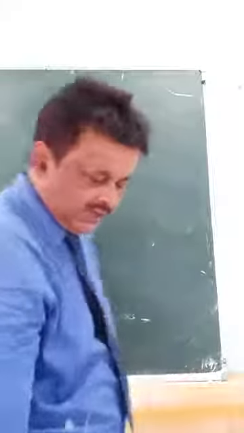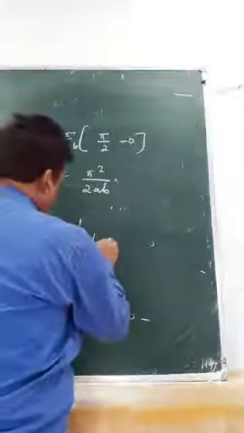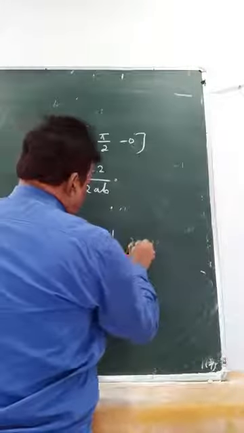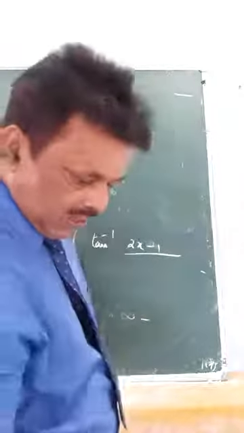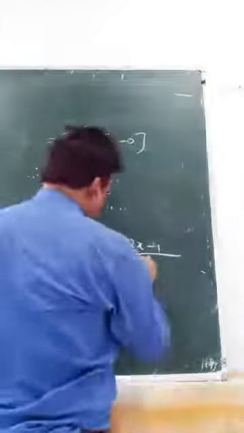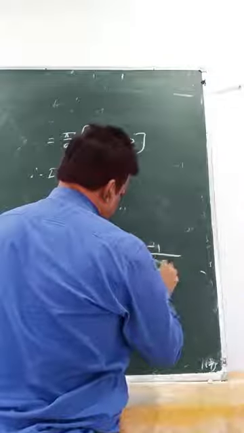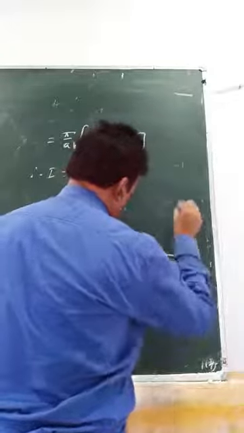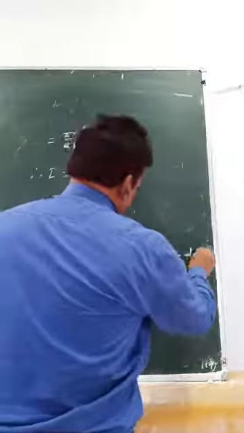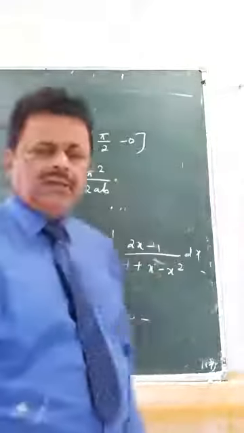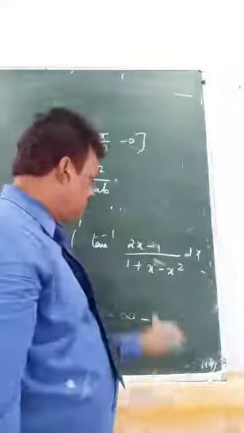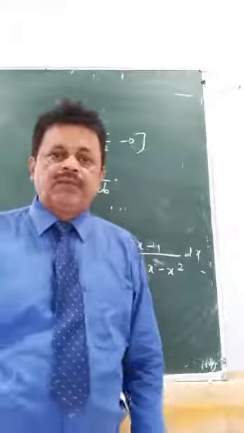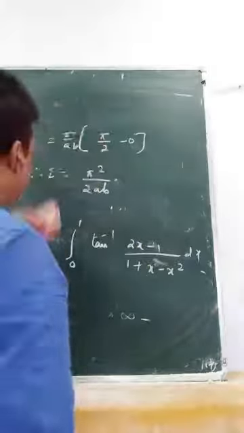Integral 0 to 1 of tan inverse of (2x minus 1) by (1 plus x minus x square). This doesn't fall under any formula. Whatever I have put here, you have to use some technique to solve this question. So what technique will be done?